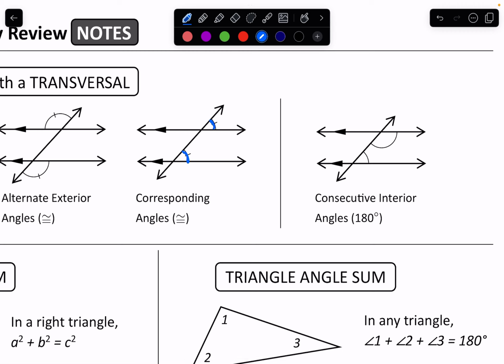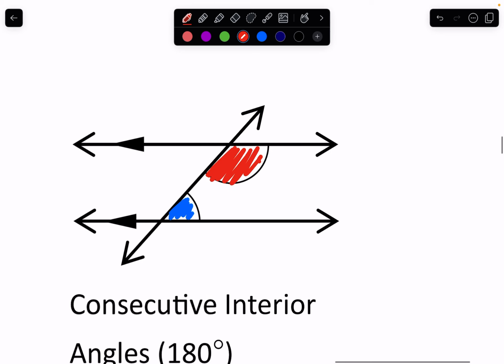Consecutive interior angles add up to be 180 degrees. So if you take the interior angles on the same side of the transversal, they're not the same as each other. And if you look at the picture, they're definitely not the same. This one is a lot smaller angle than this one. But those two angles add up to 180 degrees. Now that red angle is congruent to this angle on this side, and the blue angle is congruent to the blue angle over here, which means that those two are also adding up to 180 degrees.